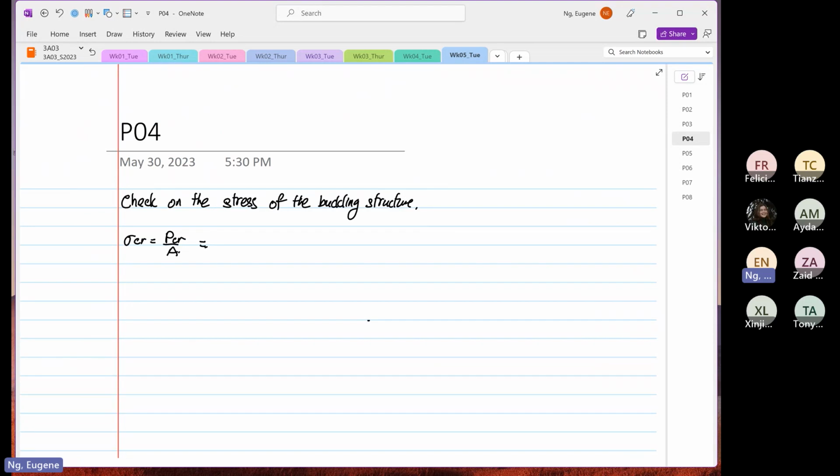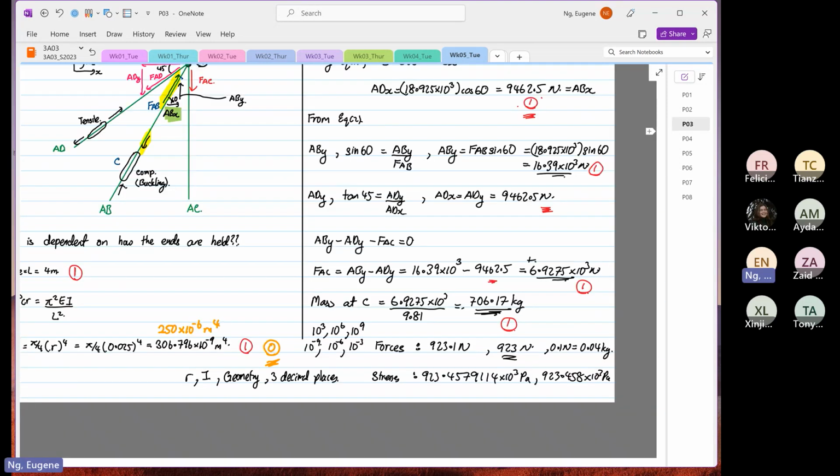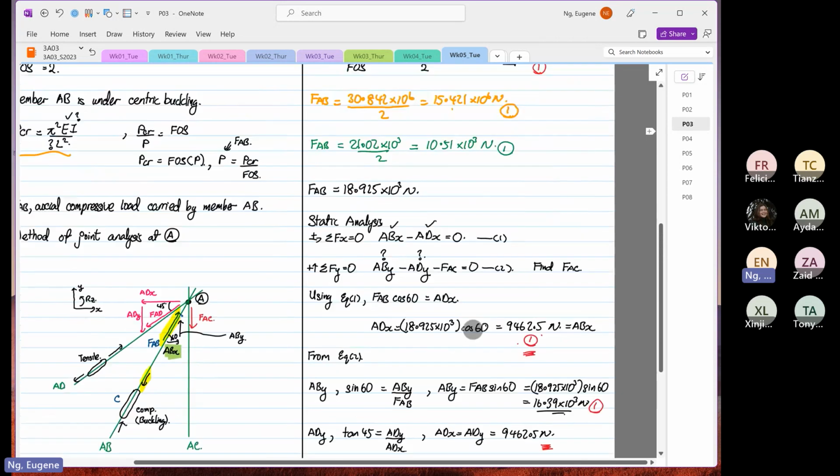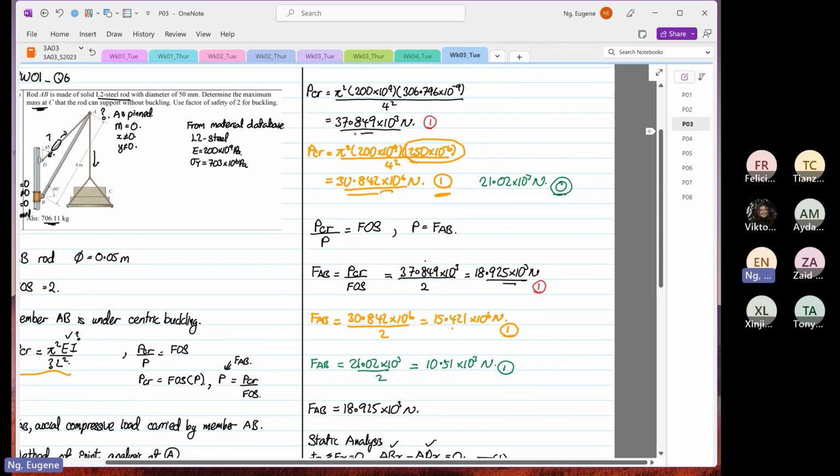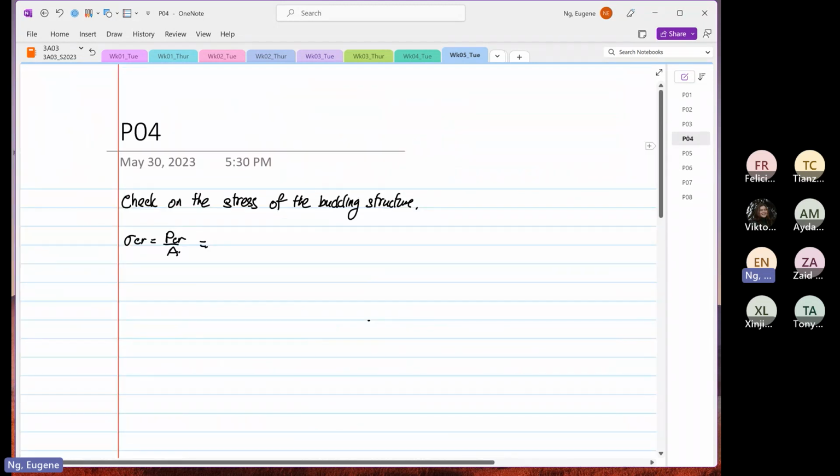P critical. What was it? Our P critical that we calculated is equal to, I forgot. So our P critical is equal to 37.849 times 10 to the power 3. 37.849 times 10 to the power 3.